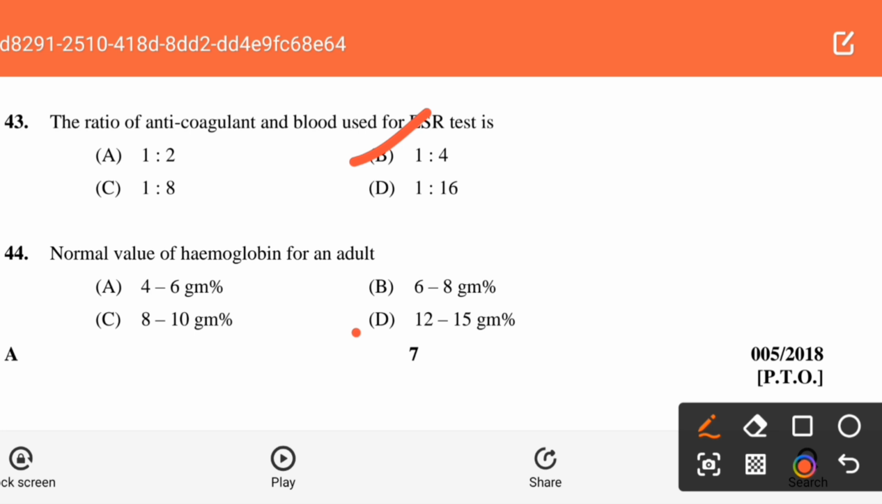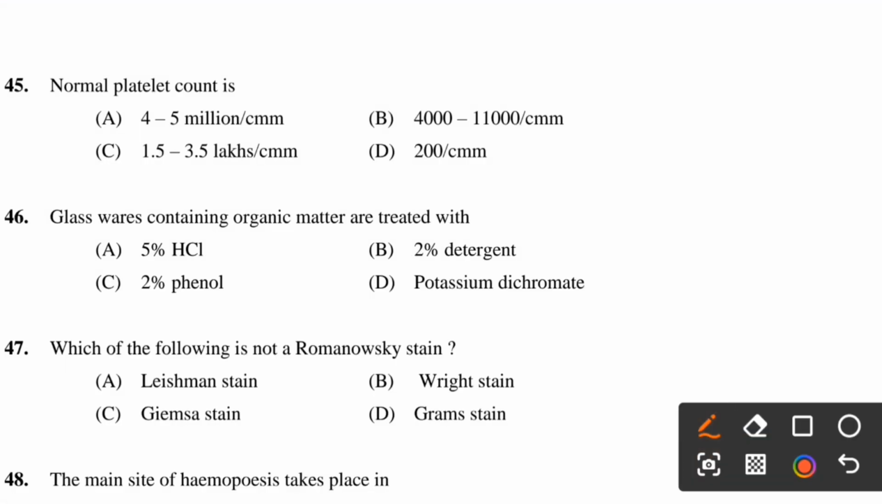Next question, normal value of hemoglobin for an adult. The right answer, 12 to 15 gram percentage. Next question, normal platelet count. The right answer is 1.5 to 3.5 lakhs per cubic millimeter. Next one, glasswares containing organic matter are treated with: 5% hydrochloric acid, 2% detergent, 2% phenol, potassium dichromate. The right answer is potassium dichromate.